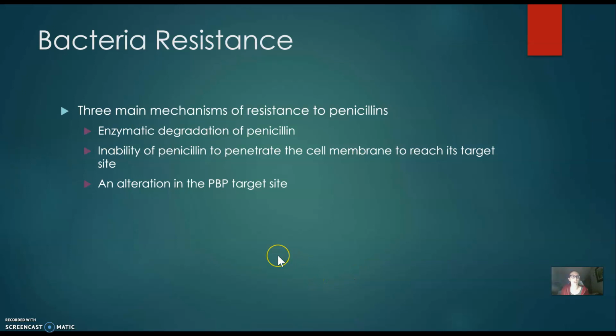Bacteria resistance. 3 main mechanisms of resistance to penicillins: enzymatic degradation of penicillin, inability of penicillin to penetrate the cell membrane to reach its target site, and alteration in the PBP target site.